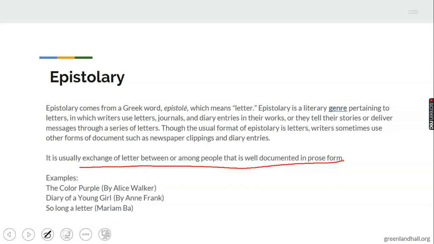Then, in this form, we have things like The Color Purple by Alice Walker. We have Diary of a Young Girl by Anne Frank. And we have a common one I know very well, this one I've gone through myself, So Long a Letter by Mariama Bâ. She is a Senegalese writer who wrote that wonderful story. I realize that we all go through that story at a later time.